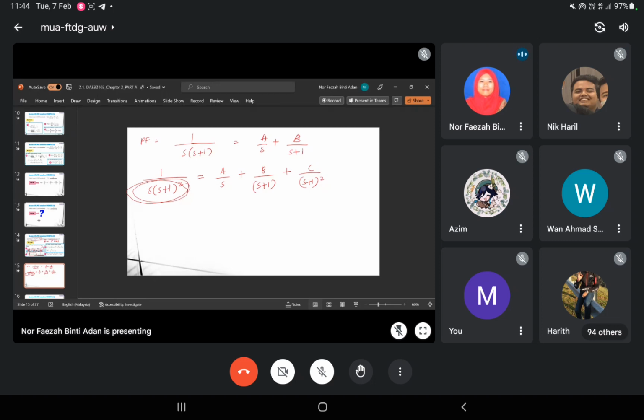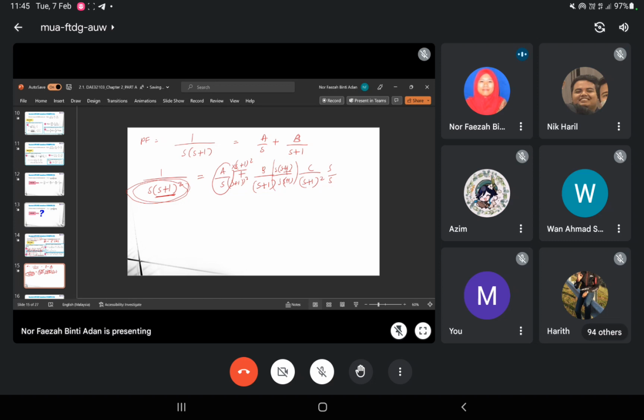For example, A over S is missing S plus 1. So kenalah darab S plus 1 squared, top and bottom. B pula, it is missing S dan S plus 1 saja. Okay. And then yang C ni is missing S saja. So barulah you dapat cancel off this. You samakan denominator with the left term.